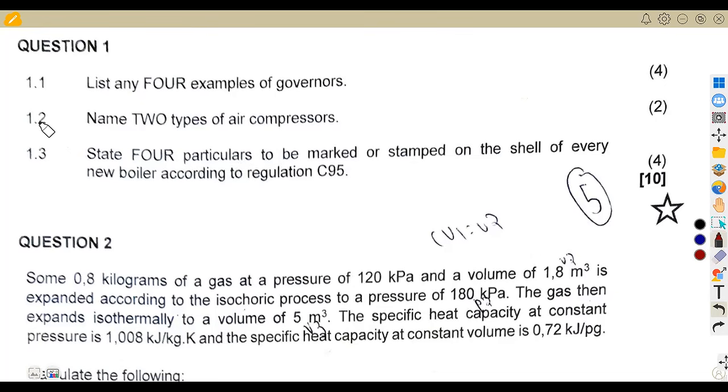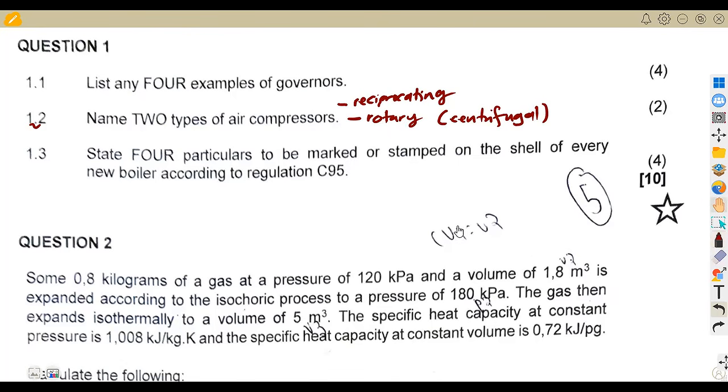Let us check the second part, which is 1.2. Name 2 types of air compressors. Remember, for air compressors, it can be a reciprocating air compressor, or we can have a rotary air compressor, which is also referred to as a centrifugal compressor. So that was the condition that we are given there.